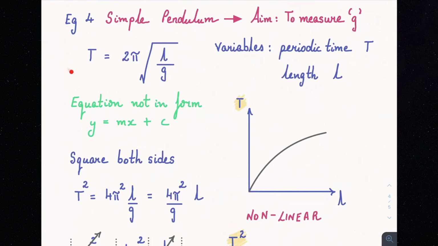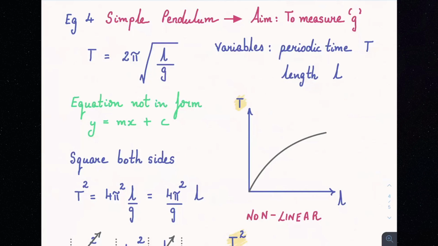Now, from theory, we're given the equation of a simple pendulum. Looking at the equation clearly shows that it does not appear to be in the form y equals mx plus c. And it is obvious because of the square root. In fact, if we had to plot a graph of T against L, the graph would obviously be a curve. So the first step must be to get rid of the square root. And this can be done by squaring both sides of the equation.